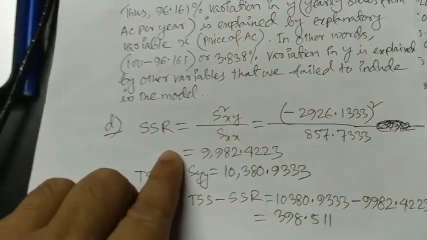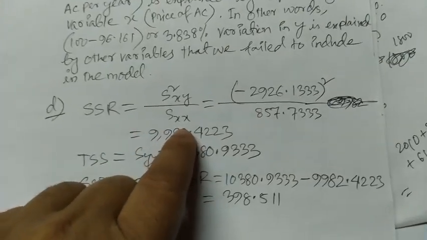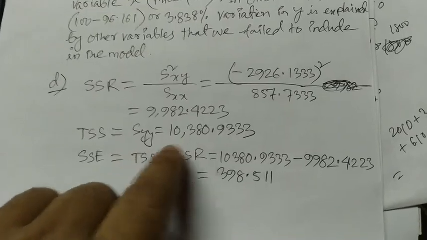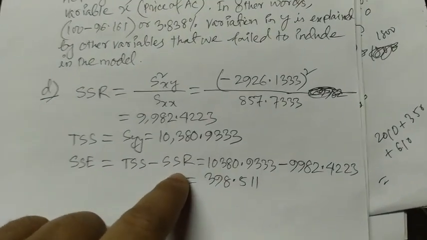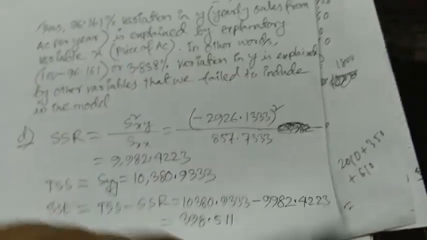Now we will move to part D. So here we will calculate SSR. So you know the formula for SSR. We will put the values there. TSS means SYY, we know the value. SSE means TSS minus SSR. That means this one minus this one. So it is there.